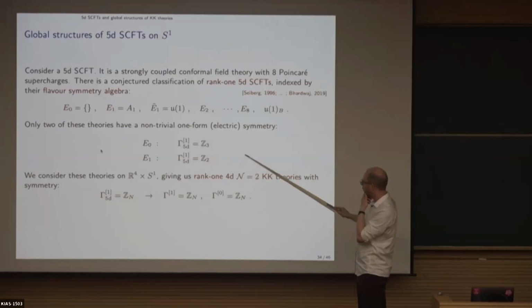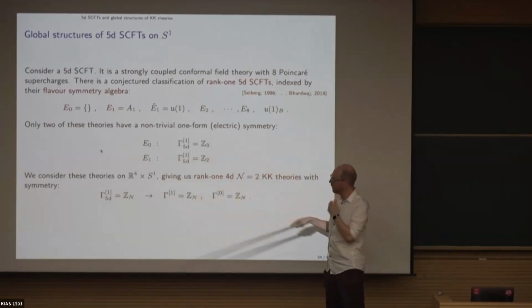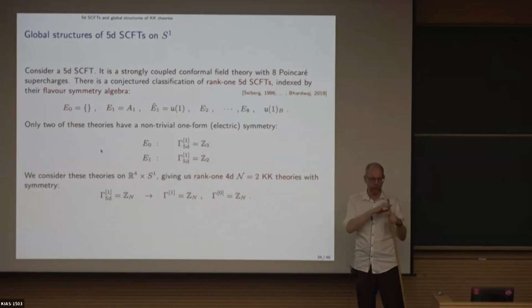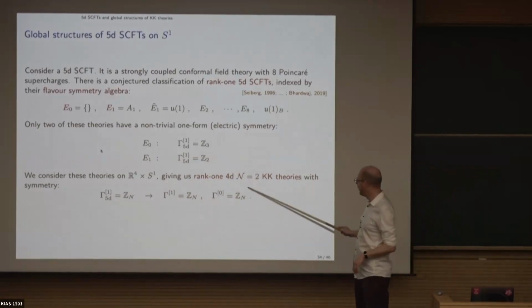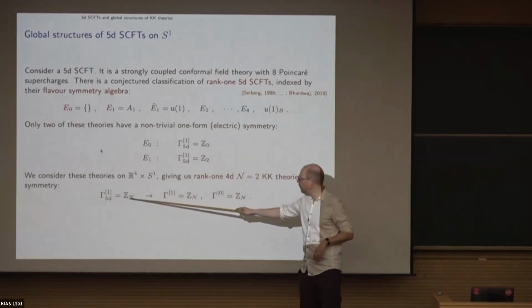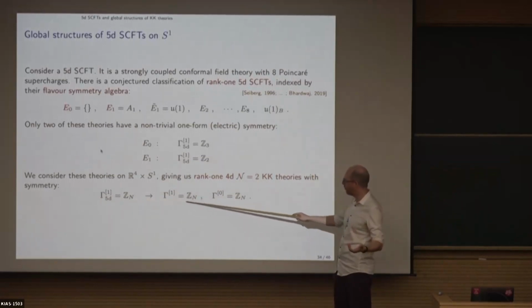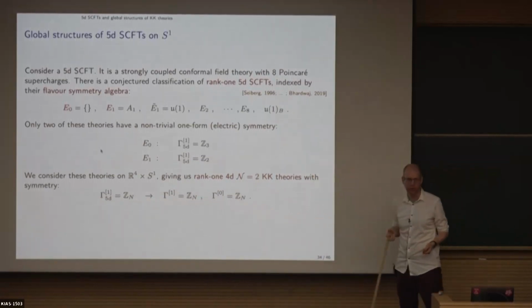And what we do is consider this 5D theory, but on R4 times S1, and then we follow the Kaluza-Klein ideology. We just write all the 5D theory in terms of KK modes, abstractly speaking, because it's a strongly coupled CFT. But then in the 4D N=2 description, if I have a ZN one-form symmetry, it gives us both a one-form symmetry and a zero-form symmetry.